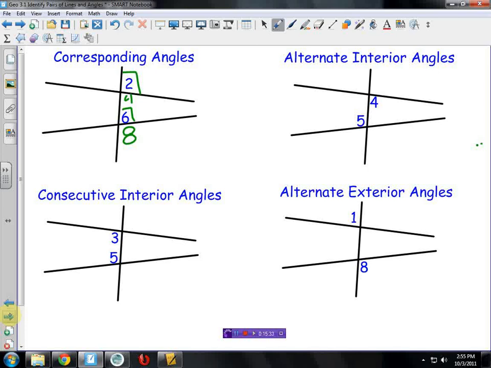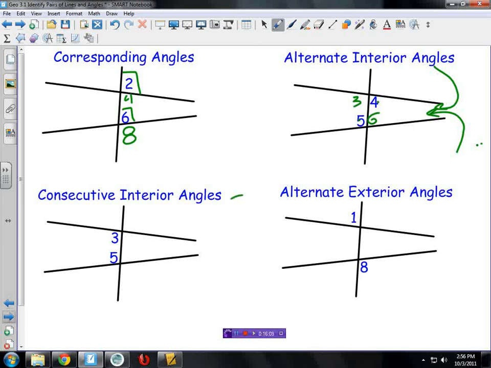So here we have alternate interior angles. If we look, they're both on the inside, right? They're on alternate sides of the transversal, right? So one's on one side of the transversal, the other's on the other side. They're both inside, making them alternate interior angles, okay? What would be the alternate interior angle of angle 6? Yeah, 3 over there.